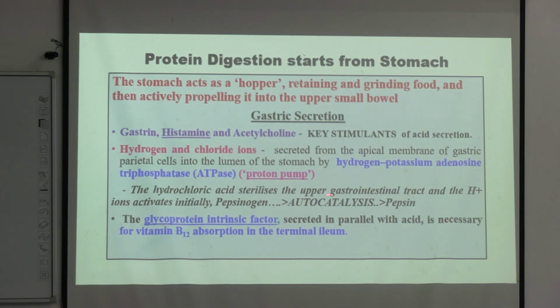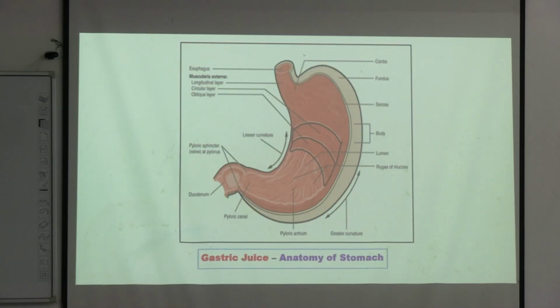So basically, hydrogen ion is pumped into the stomach cell, that's why it is called a proton pump. And from the stomach, the glycoprotein intrinsic factor is also formed. So it acts as a hopper or temporary storage. Hopper means something like a funnel-like structure. So it slowly delivers the food content into the duodenum.